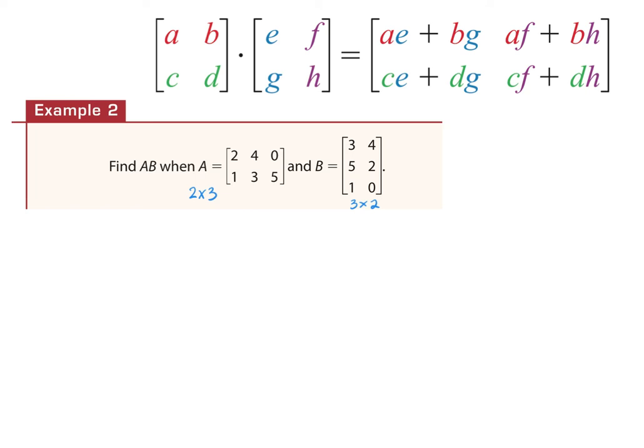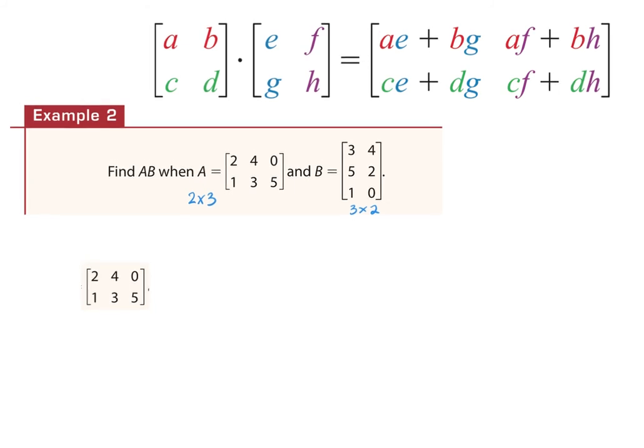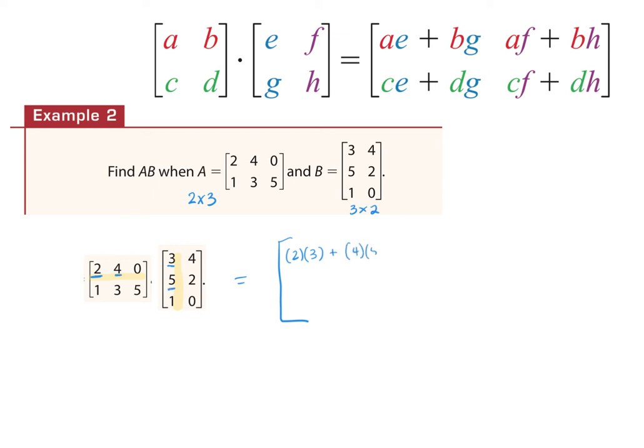So let's multiply them. We're going to take the first one and multiply it by the second one. All right. So I'm going to start with my first row and my first column, and I am going to create an answer here. I leave it kind of big because I write it out for the first part. So I'm going to say 2 times 3 plus 4 times 5 plus 0 times 1.